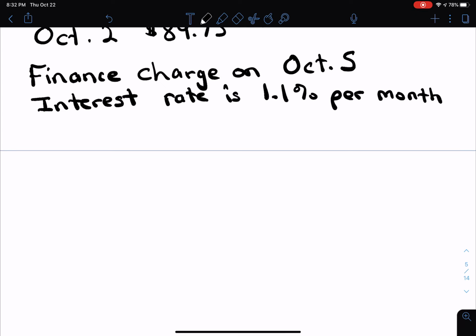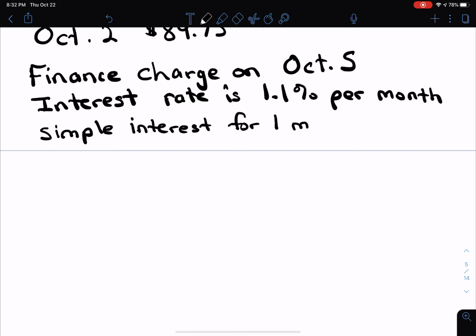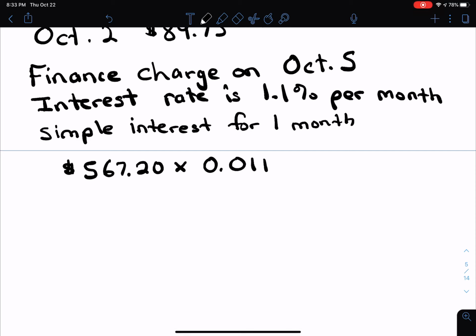So we can just use simple interest for 1 month. The previous balance, $567.20, times the interest rate as a decimal, so 0.011. Remember, to change percent to a decimal, move the decimal 2 places to the left, and then it's only for 1 month, so time is 1. So you multiply all that together, and you get a finance charge of $6.24.